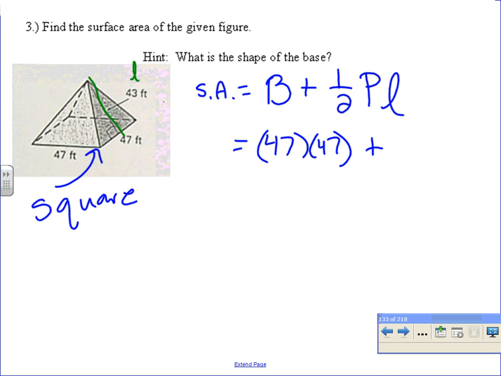Now, the second part of the formula is 1/2 P times L. So 1/2, how do we find the perimeter of that base? Grace? Good, 47 times 4, or just add them all up, whatever you prefer. I usually just multiply by 4 if it's a square, just to save me some time. All right, so times L. What do you think the L is? Without looking at my green thing up there, Ray. Good, you said 43, right? Okay, 43 is our slant height.